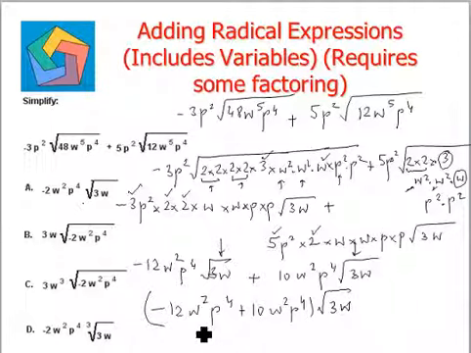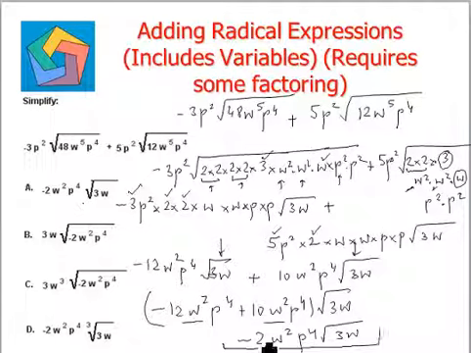Now these two are again like terms, w squared p to the power of 4 and w squared p to the power of 4, so negative 12 plus 10 is negative 2 w squared p to the power of 4 square root of 3w. This is our final answer and can be seen in option A.